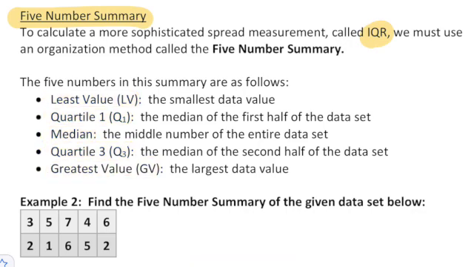The new word here is quartile. A quartile is the median of the first half of the data set or the second half of the data set. So we'll have our median of the entire data set and then 2 mini medians for each half of the data set. This will make a little bit more sense when we see an example.